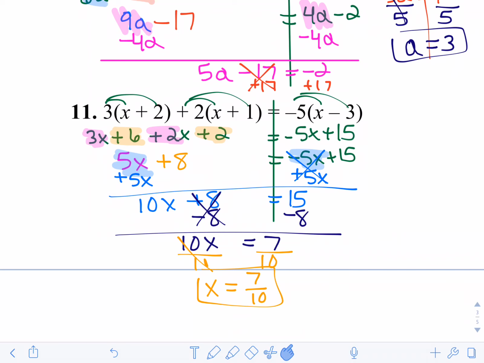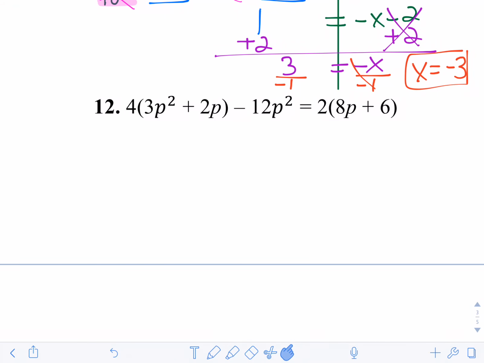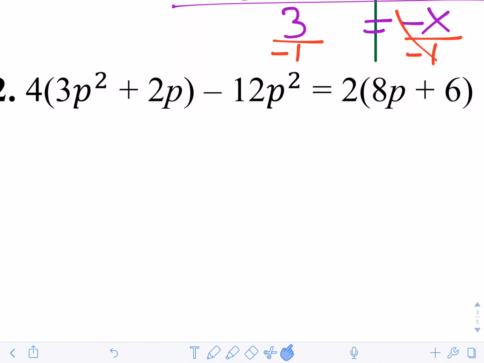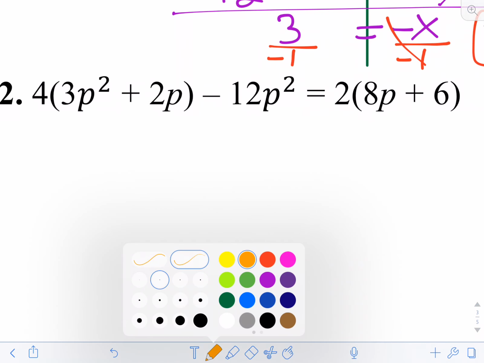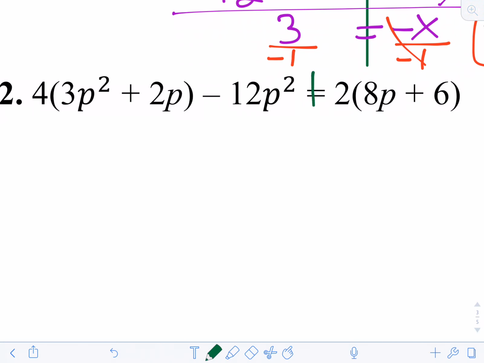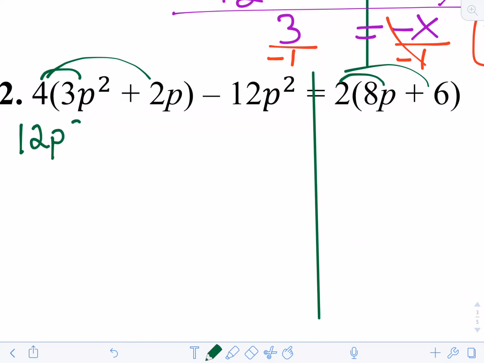All right. Okay, and the last one that we have is number 12. So again, I'm going to draw my line right on the equal sign. I'm going to distribute the 4, distribute the 2. So 4 times 3 is 12, so 12p squared. 4 times 2 is 8, so 8p.